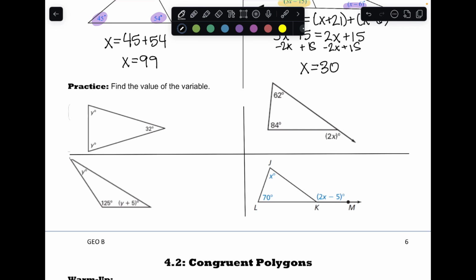Okay, so this first one, we have all interior angles, and all interior angles have to add to 180. So I add them up, y plus y plus 32, and set it equal to 180. If I combine like terms on the left, I get 2y. And then I can subtract over that 32 and get 148. Divide by 2, I get 74.